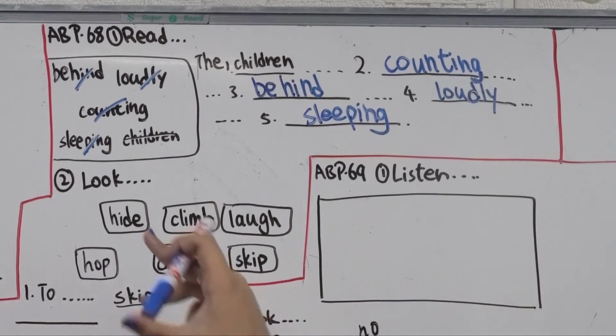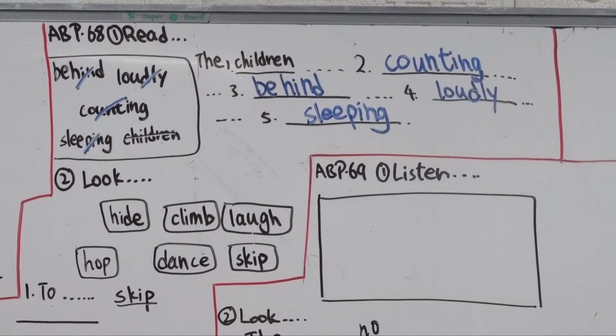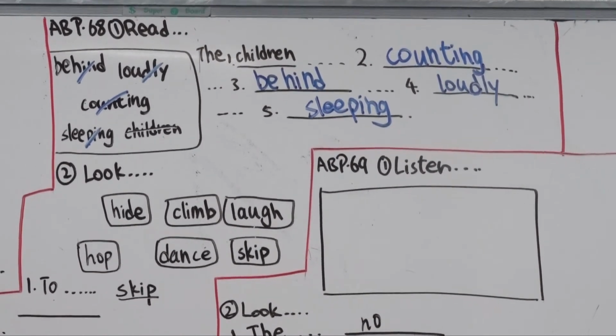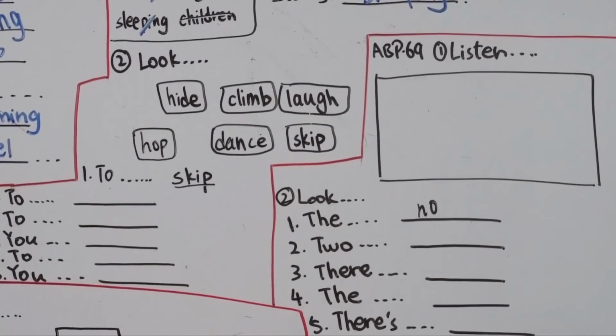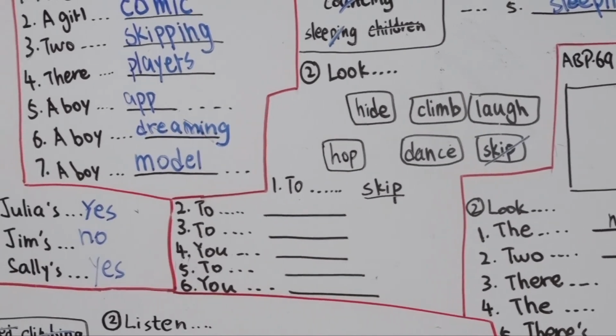Moving on. Part 2. Look and read. Choose the correct words and write them on the lines. The words here for you are hide, climb, laugh, hop, dance, and skip. You know their meaning because the pictures are here for you. Number 1 is to jump with the rope. That's called skip, right? Alright, so I think that part is easy. Do it on your own. 2 to 6, do it by yourself. Come on, do it.